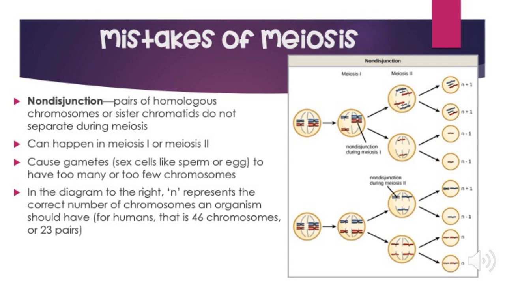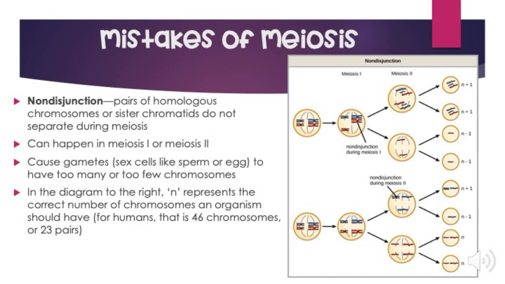All right, so some possible mistakes that can occur in meiosis. We're going to look at this, and one of them is something called non-disjunction. It's basically where the chromosomes kind of stick together and they can't move apart from one another. This can happen in meiosis 1 or 2. Now, if this happens in meiosis 1, the effects of this are far more severe than if it were to happen in meiosis 2.